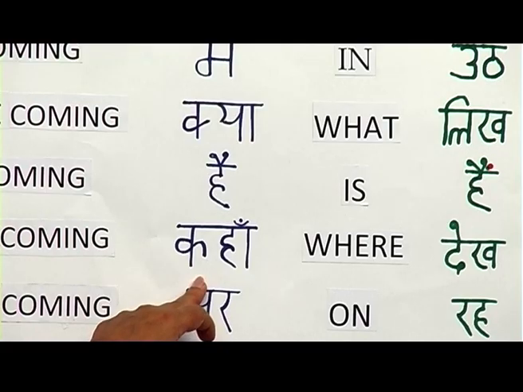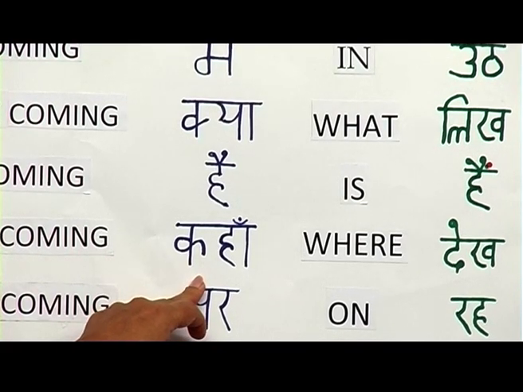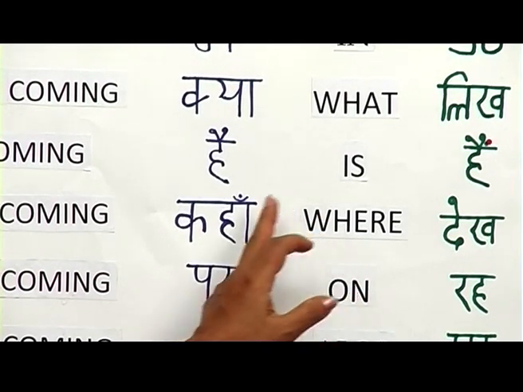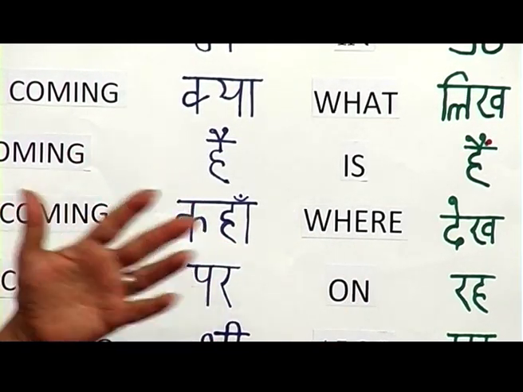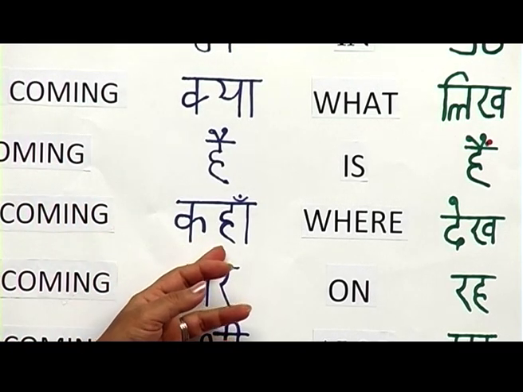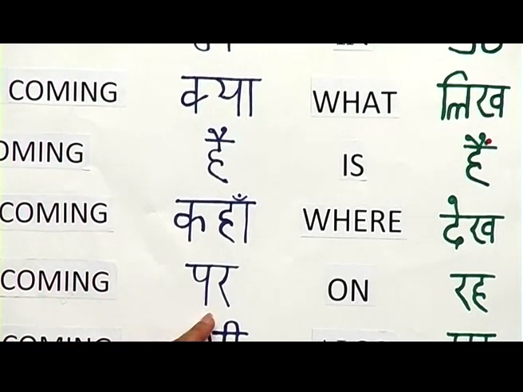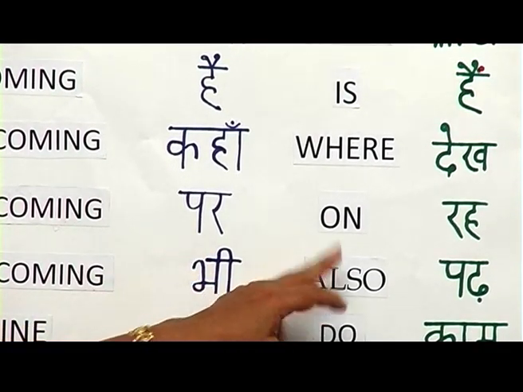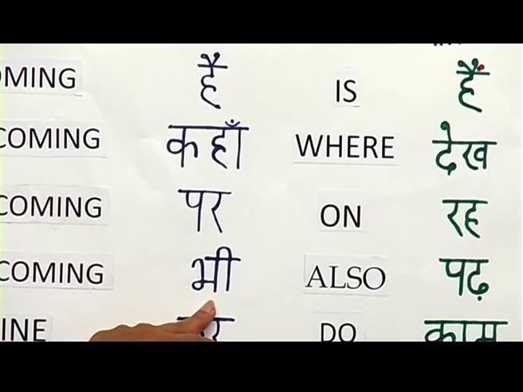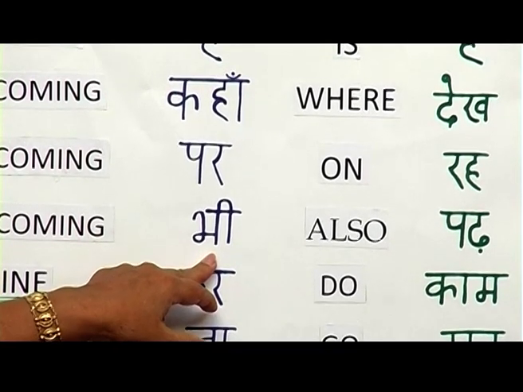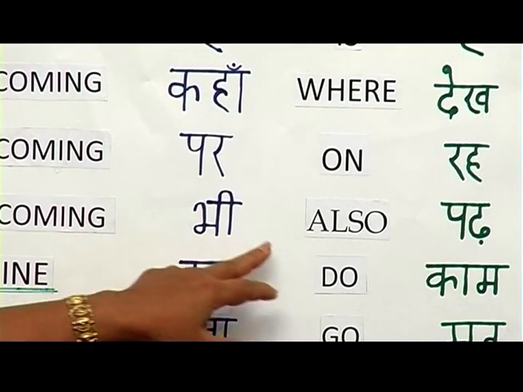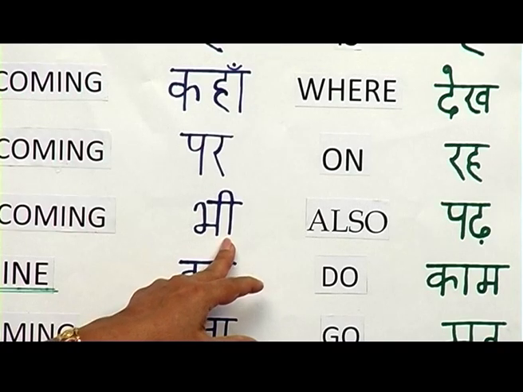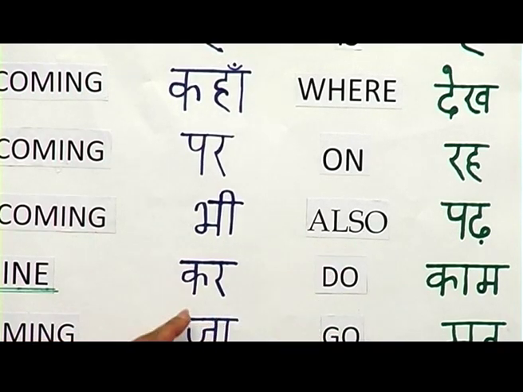Next one, we are always asking questions. We are so inquisitive. Kaha. That is where. Alright? If you want to ask somebody where you are going, you will use the word kaha. Par means on. The next one is bhi, and that means also. When bhi is added to any sentence, it means also.